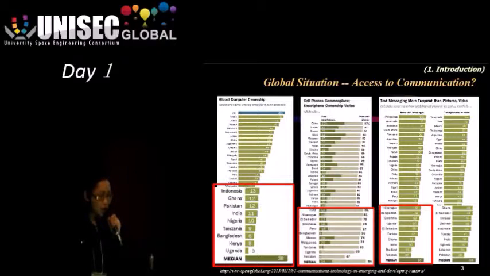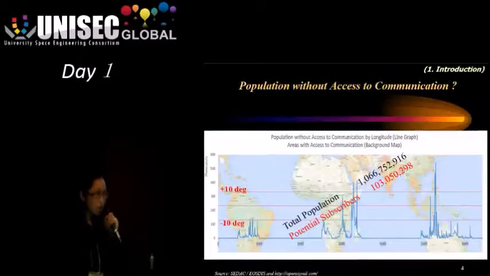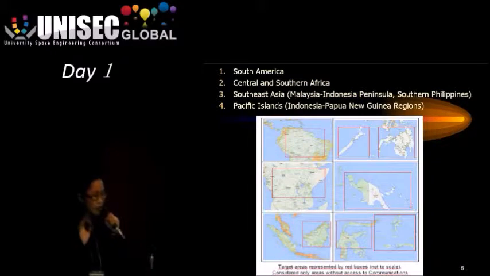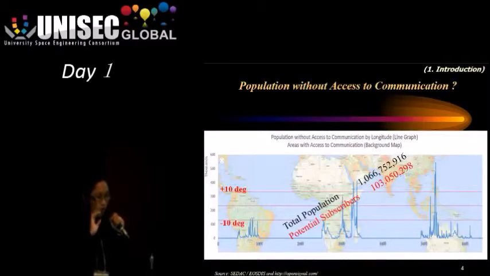However, to validate these statistics, we also made our own research. We downloaded the socioeconomic population data from NASA and then plotted it with the people with access to communication and people that don't have access to communication within plus and minus 10 degrees. And we found out that out of the 1 billion people within plus and minus 10 degrees, about 103 million don't have access to communication.